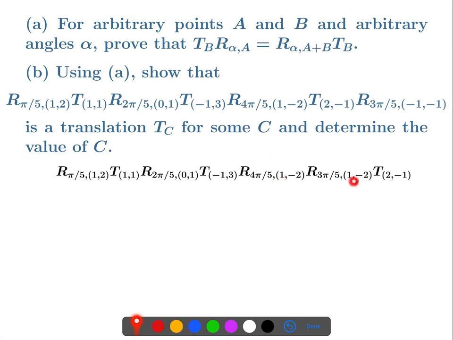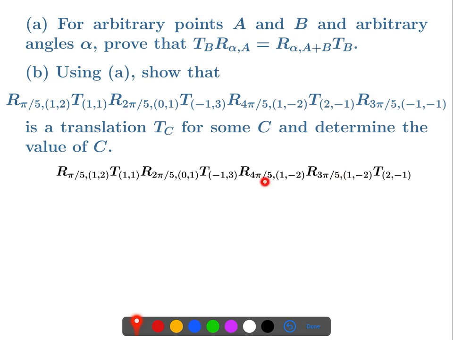But now notice these both have the same point here. So if I group these and do this product first, the product of these two rotations is going to be a rotation around the point 1, -2 by 3 pi over 5, followed by a rotation by 4 pi over 5. In other words, you're taking the point 1, -2, going around at 3 pi over 5, and then you continue to go around another 4 pi over 5. So you're going around 1, -2 by 7 pi over 5.